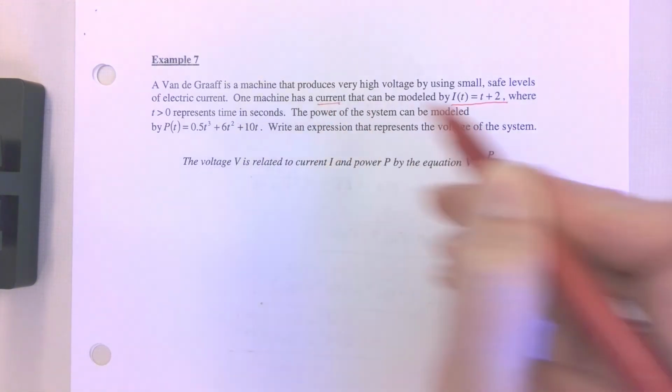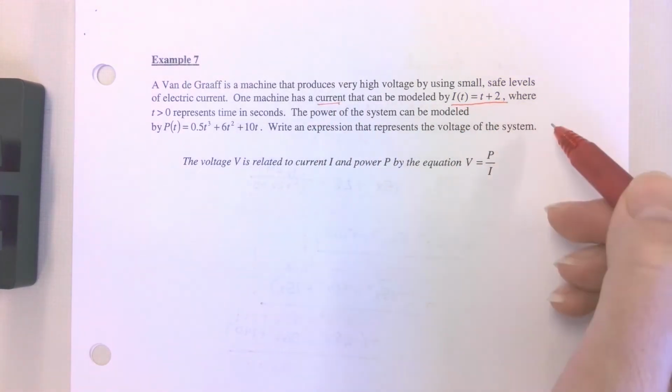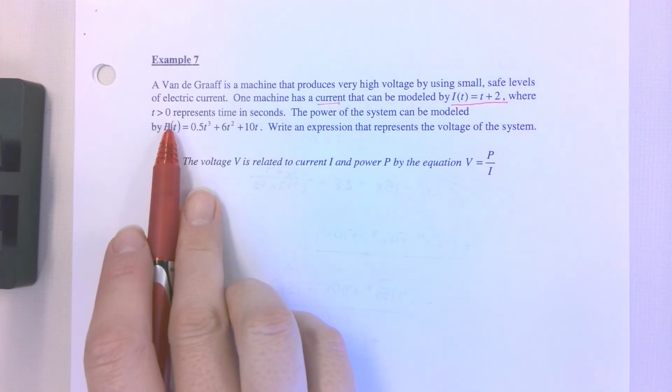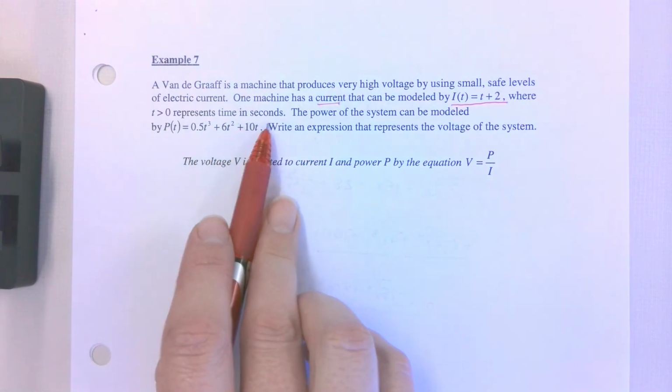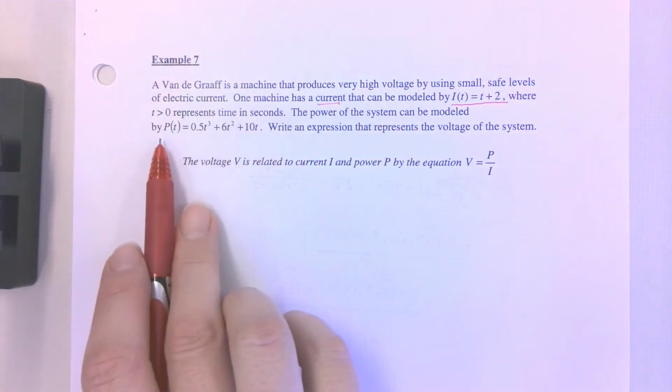Okay, so the current is I of t, and that's t plus 2. And t has to be greater than 0, and it represents time in seconds. The power of the system can be modeled by P of t.